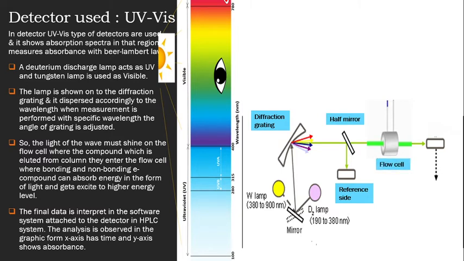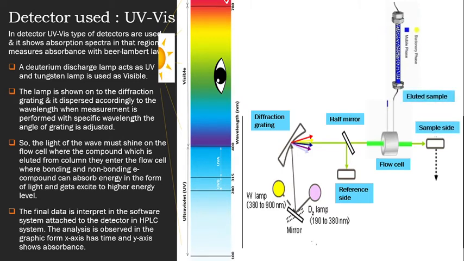The eluted component from the column enters the flow cell, where bonding and non-bonding electronic compounds can absorb this energy in the form of light and get excited to a higher energy level. The final data is interpreted in the software attached to the HPLC system. The analysis is observed in graphic form, where the x-axis is the timeline and the y-axis shows the absorption measured.